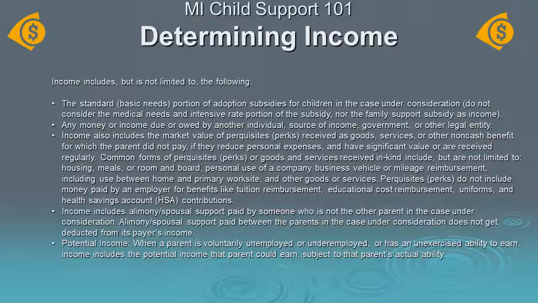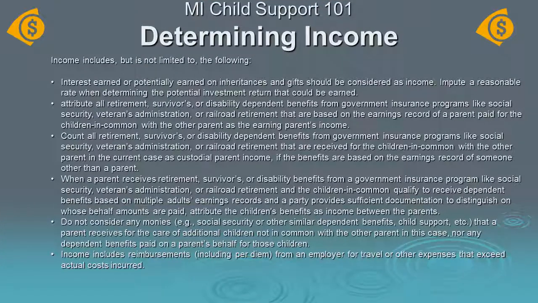Income used to calculate child support continued. Adoption subsidy. Money owed by another person. Market value of perks from an employer such as housing, meals, vehicle, spousal support, potential income. Income used to calculate child support continued: inheritances and gifts, survivor's benefits, Social Security benefits received by a child, reimbursements by an employer that exceeds actual costs.